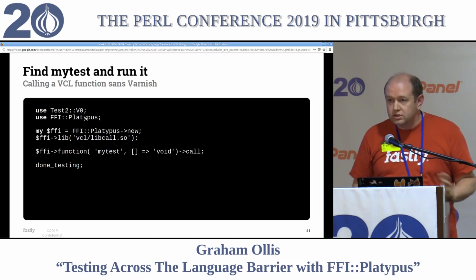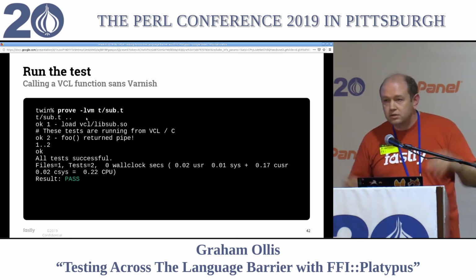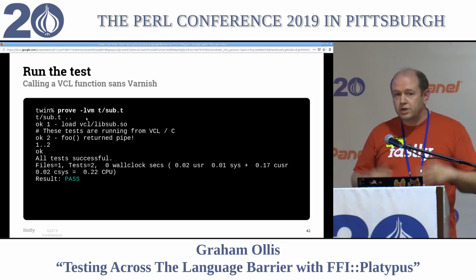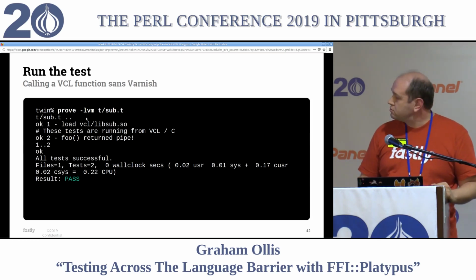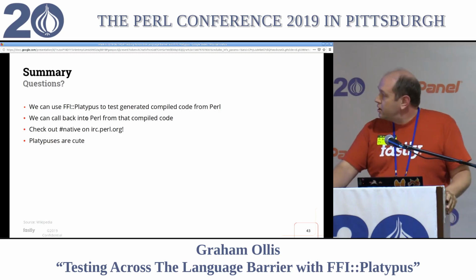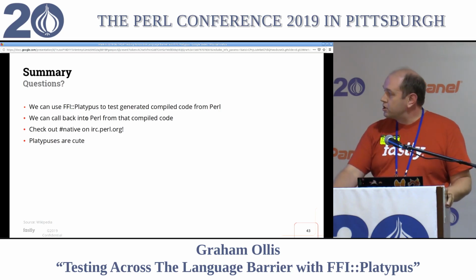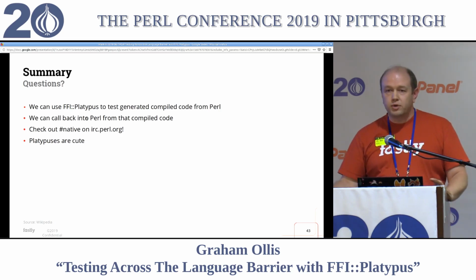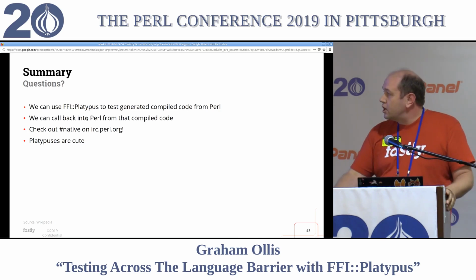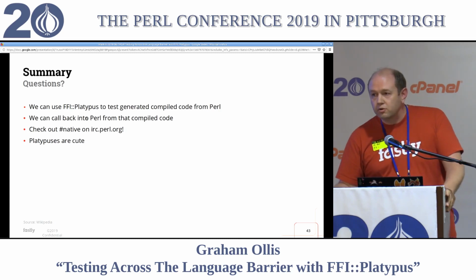And then we can use more or less the same Perl code to actually call that test function. We run the test and it succeeds. So now we've tested that function. So in summary, we can use Platypus to test generated code, and we can use Platypus to call back into Perl from C.